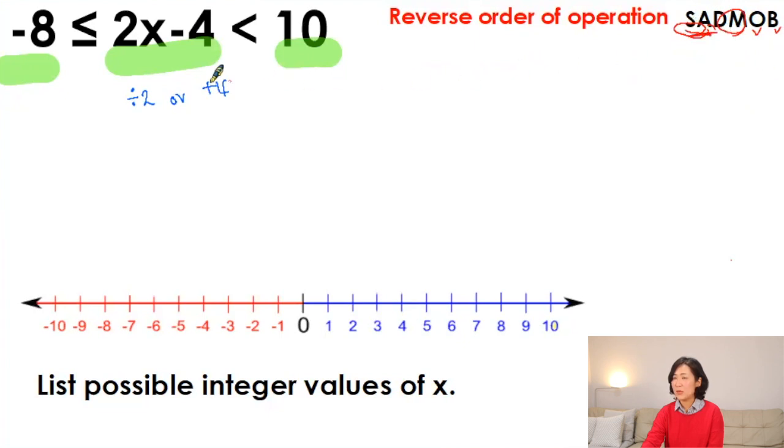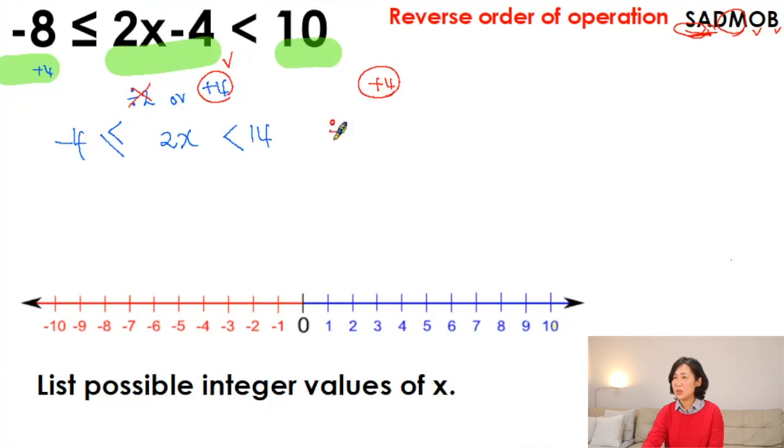Then after that we need to do the division, right? So let's add 4 first, adding 4 to all 3 parts. Then what will happen? We can have a 2x in the middle. Now plus 4 makes minus 4, right? Then let's just copy down our symbol. Then 10 plus 4 makes 14.